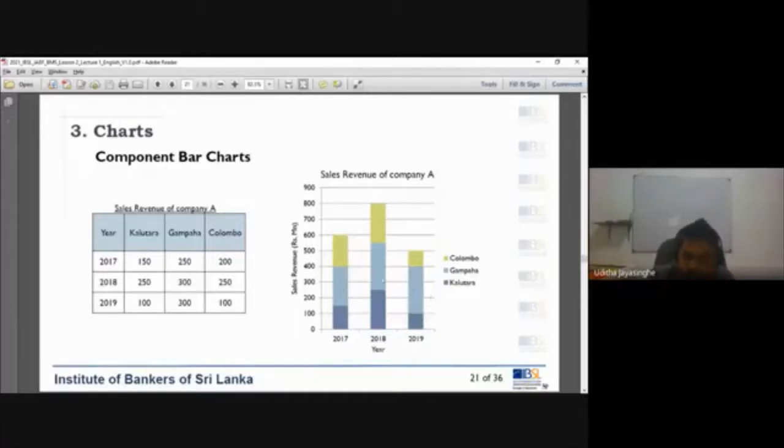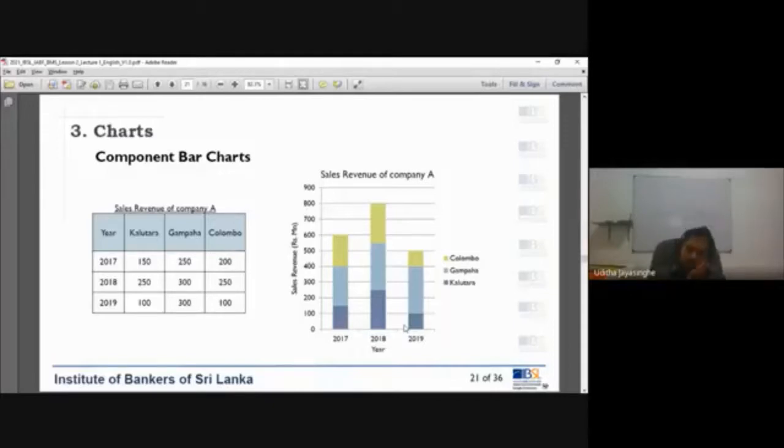It's 250 here, 250 here, and 300 here. But the other ones, the green ones and the purple ones, have given a lesser contribution towards 2019 when coming from 2017. So at a glance, when you look at this component bar chart, you can identify whether your individual components have given a greater advantage or a lesser advantage for your particular variable.